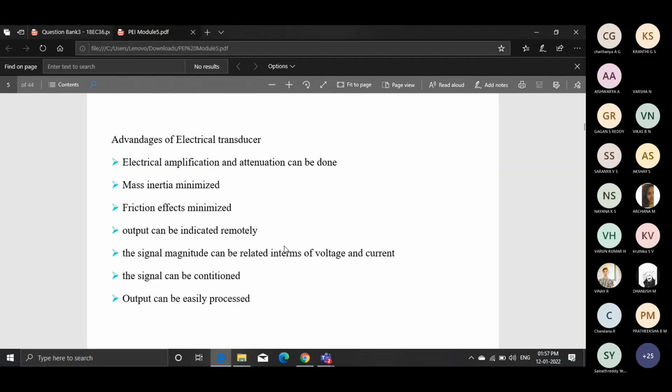The signal magnitude can be related in terms of voltage and current. That is the main advantage. Whatever signal we have can be converted into electrical signals like voltage and current, and we can measure it in terms of voltage or current. The signal can be conditioned. The output can be easily processed. So these are the main advantages. If there is a question, what are the advantages of electrical transducers? 1, 2, 3, 4, 5, 6, 7, seven advantages. Easily you can write them and get the marks.